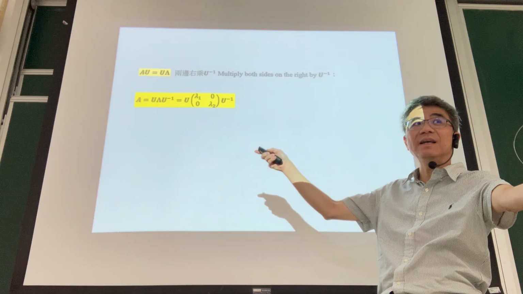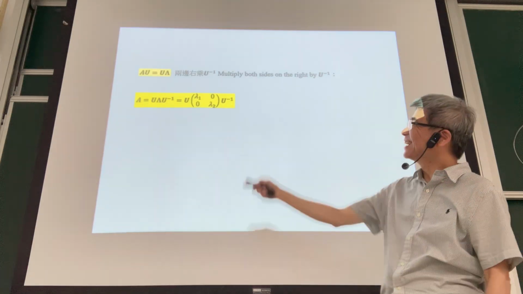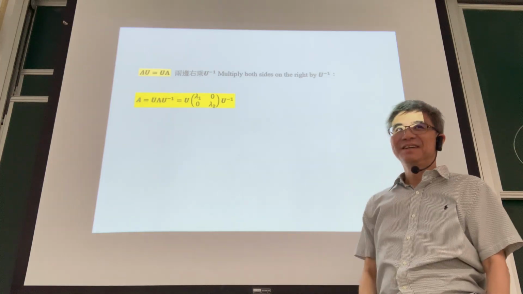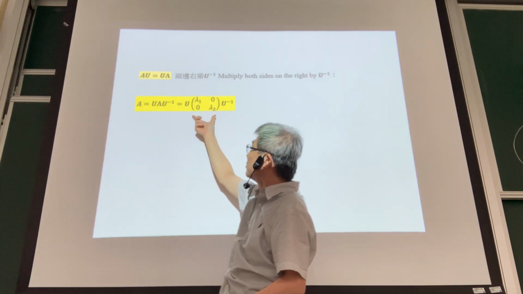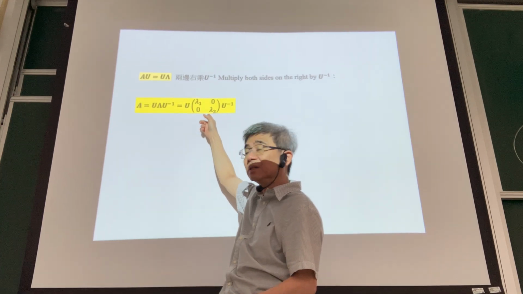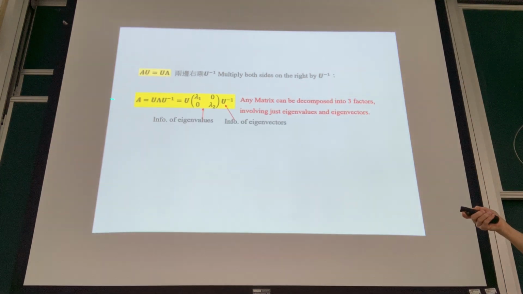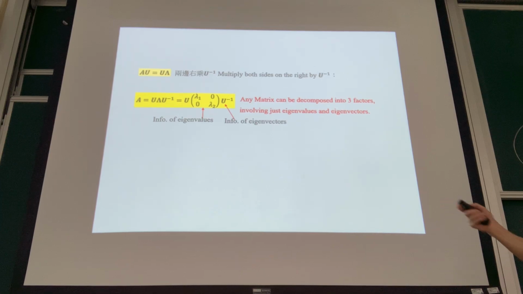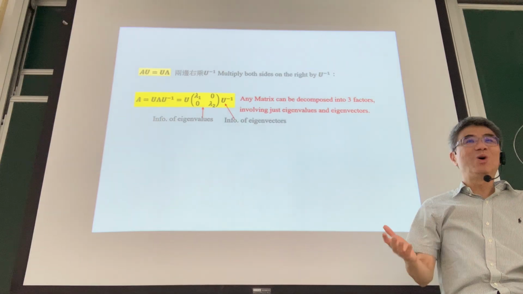On the left hand side is A times 1. Of course, just A. Okay, on the right hand side, U times lambda times U minus 1. So it is U times the diagonal matrix. This diagonal matrix consists of only eigenvalues as its elements, times U minus 1. So I decompose any matrix into 3 matrices, and the information in these matrices are eigenvalues and eigenvectors. No more, no less.